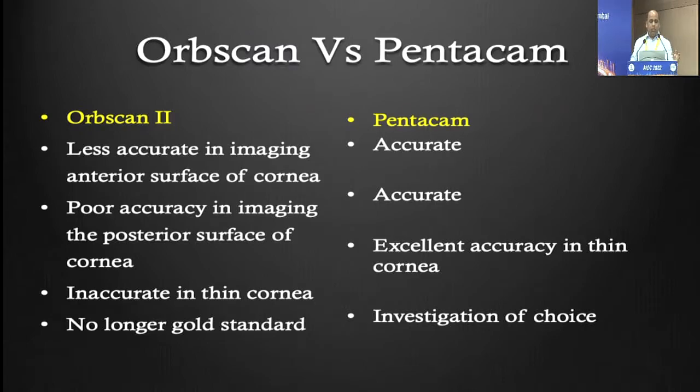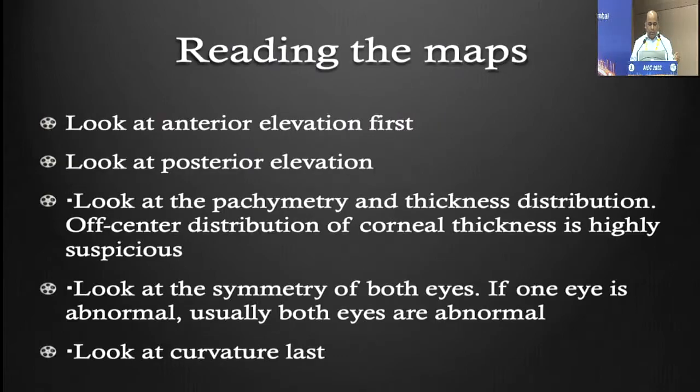So if we compare OpScan with the Pentacam, OpScan was less accurate in imaging the anterior surface of the cornea. Pentacam is accurate. There was poor accuracy in imaging the posterior surface of the cornea with OpScan, or sometimes it's not possible also. Whereas in Pentacam, the posterior cornea can be imaged very nicely. Inaccuracy in thin cornea was there in OpScan, whereas there is excellent accuracy in thin cornea in Pentacam. And it is a gold standard nowadays.